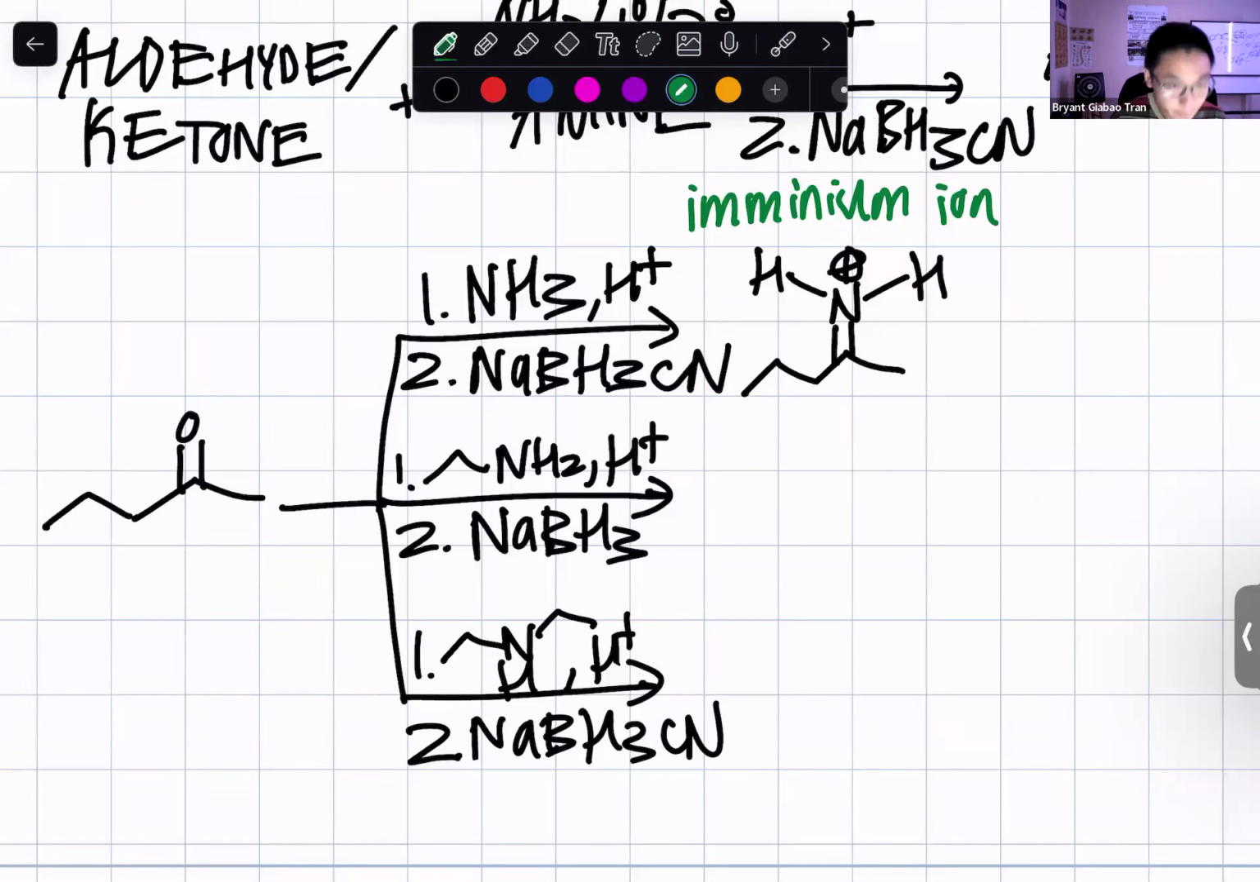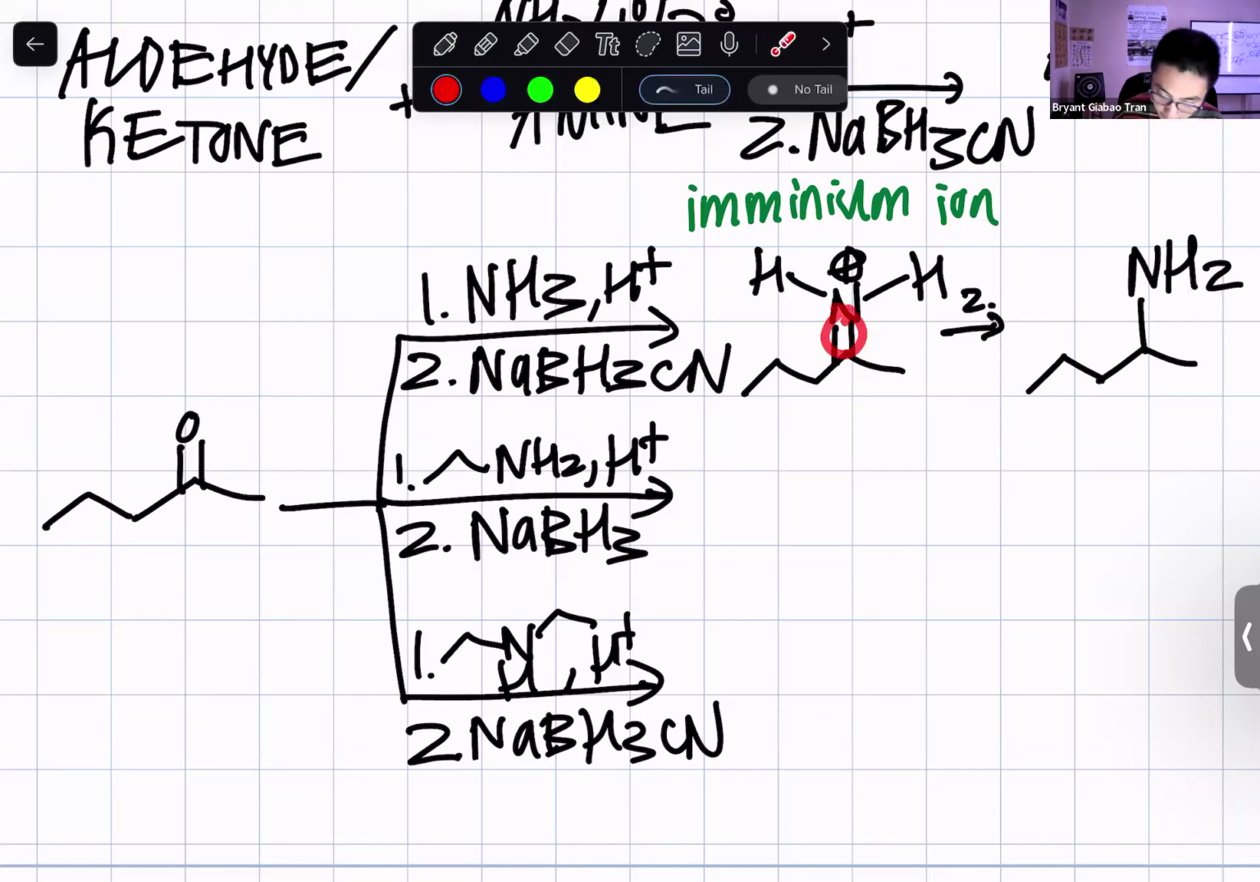Right. But for these reactions right here, just know that you're going to make this iminium ion in the first step, and the second step with the NaBH3CN is going to reduce it into an amine like that, right? We get rid of the double bond and neutralize the positively charged nitrogen like that.